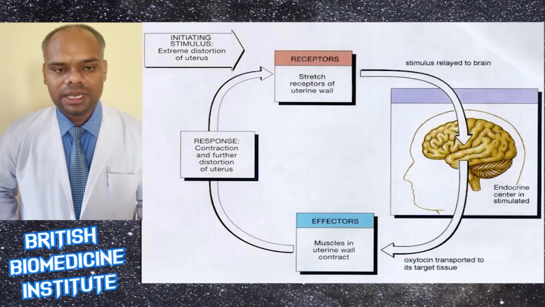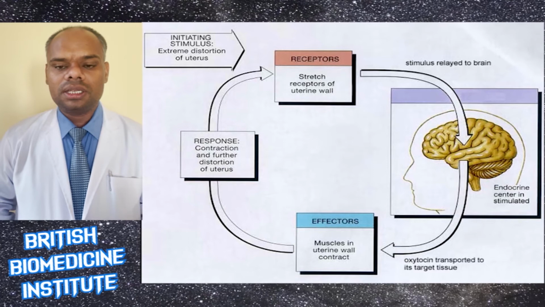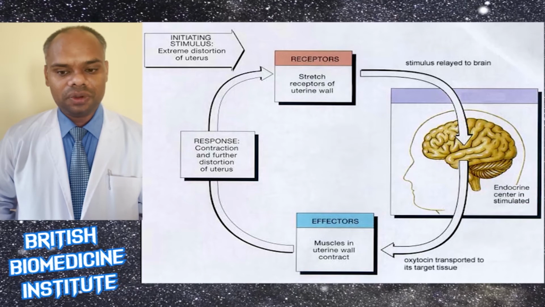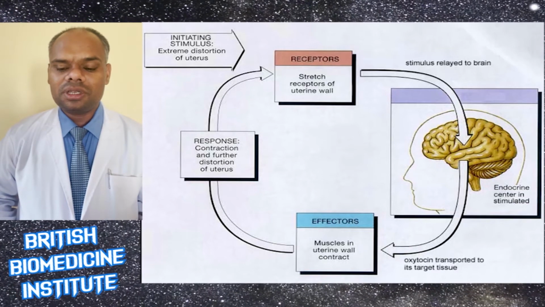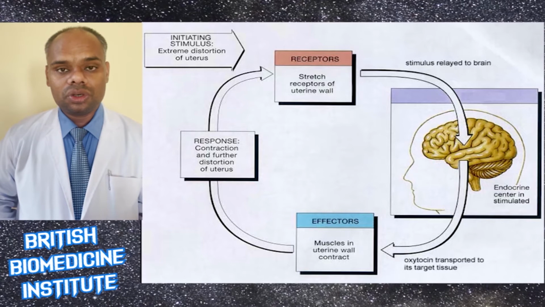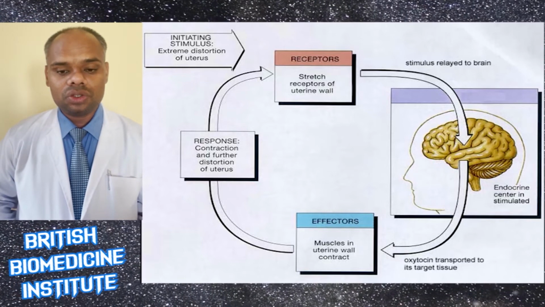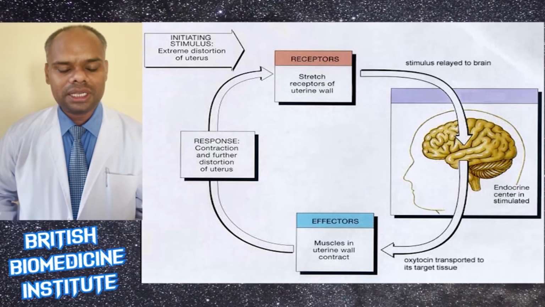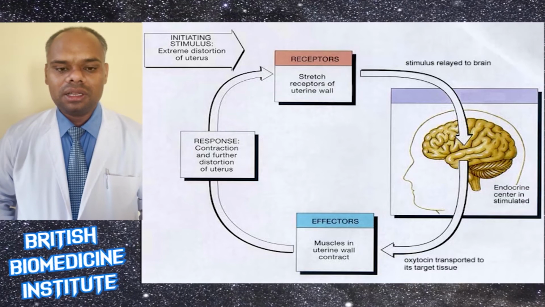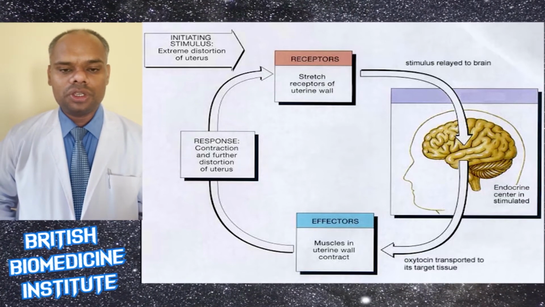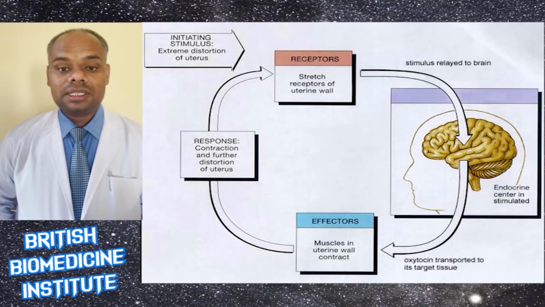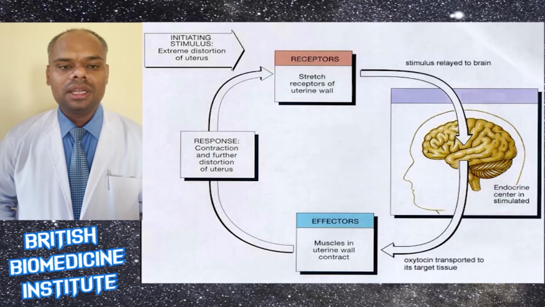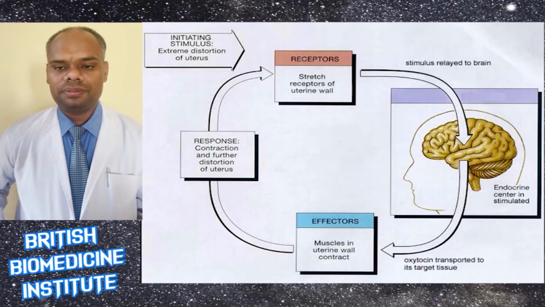Through this diagram, it is clearly visible that the stimulus is relayed to the brain and an endocrine center is activated, which helps in the release of oxytocin. Oxytocin is transported to its target tissue, where the effector will work, and the muscles in the uterine wall contract and a response is generated. Contraction and further distortion of the uterus, and then there is a stretch, which ultimately results in extreme distortion of the uterus.